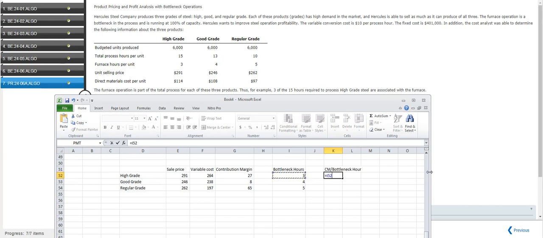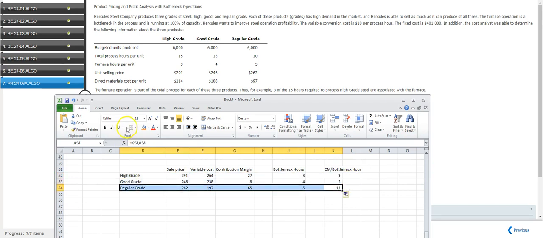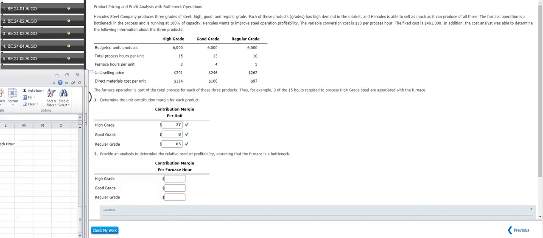Alright, so we're going to divide contribution margin by bottleneck hour, and we can drag that down for each one. We want to maximize it. The one that maximizes it is the regular grade. If it asks you, regular grade would be the answer.